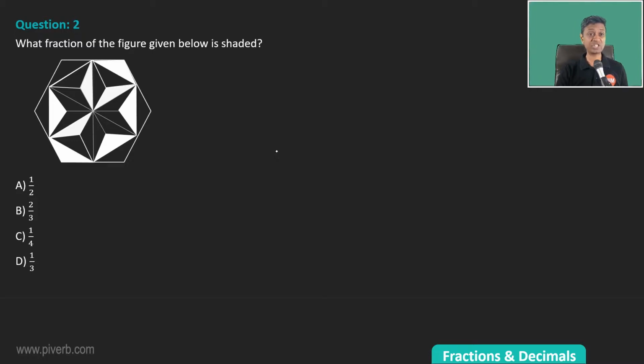What fraction of the figure given below is shaded? It's a wonderful question, beautiful question. To start with, all of these pieces are identical. It's very important. If that were not the case, then we cannot proceed further with this.